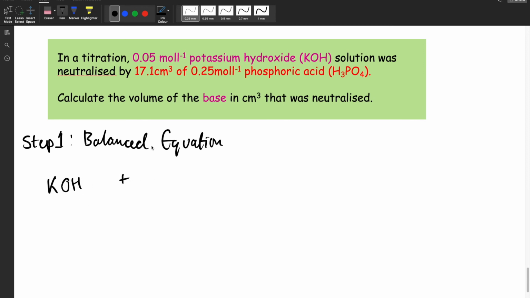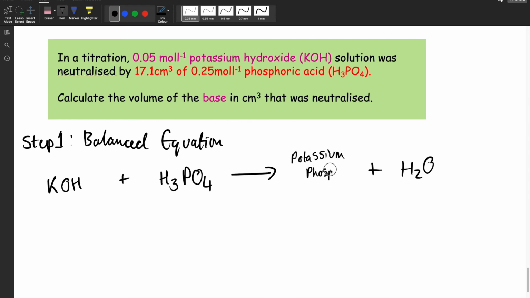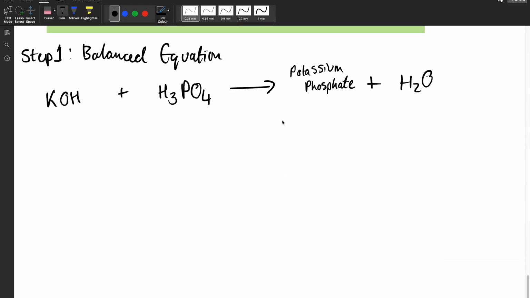So KOH is our potassium hydroxide, and our phosphoric acid is H3PO4. And we know they make a salt and water. Now, just like we did before, we need to figure out what the formula for that salt would be. Now, we should know that potassium hydroxide and phosphoric acid combined together give us potassium phosphate. So we are looking for potassium phosphate here. So we're going to need to use our SVSDF again to get the formula for that.